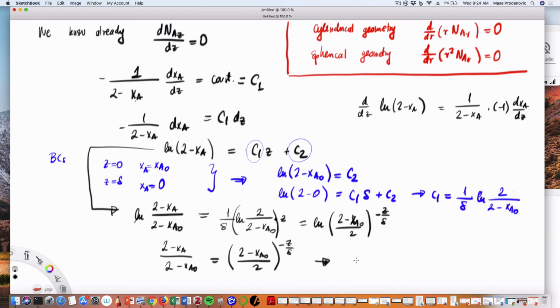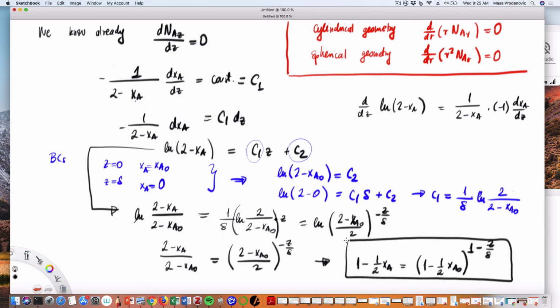Another way to write it would be, and that's what apparently textbooks suggest, that 1 minus 1 half xa, and I divide by 2, is 1 minus 1 half xa0 to the power 1 minus z over delta. So basically I transfer things that I know and things that I don't know. That's essentially the solution, a little ugly, but it's still a nice formula.